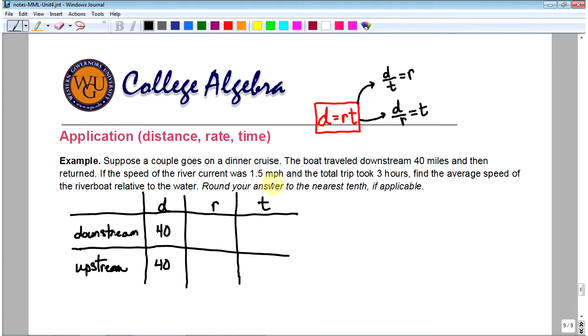That's not the speed of the boat, it's the speed of the water. And we have that the total trip took 3 hours. We're trying to figure out the average speed of the riverboat. So let's assign a variable to that. Let x represent the speed of the riverboat in still water.